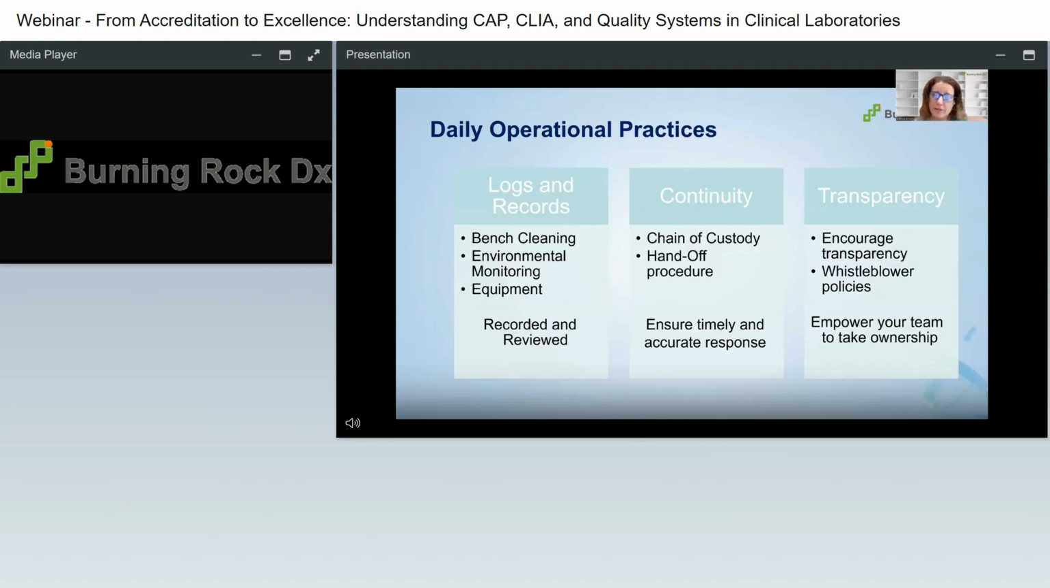And finally, we have transparency. So we want to encourage transparency. When there are incidents in our lab, we want to make sure that they're not punitive, that we're not punishing people for anything going wrong, to encourage them to actually maintain these records and know that they have the support of upper management if they do need to report something. So we want to empower our team to take ownership.